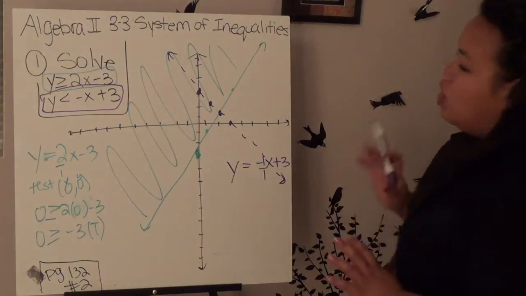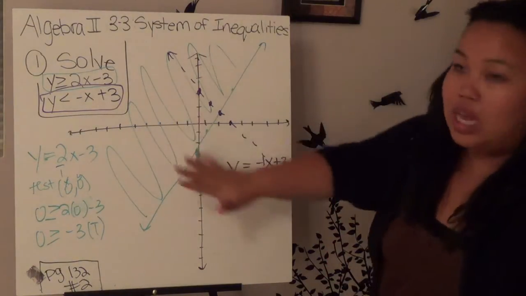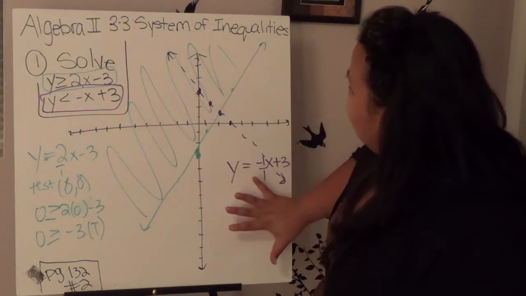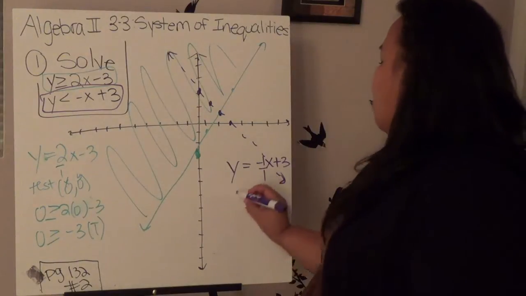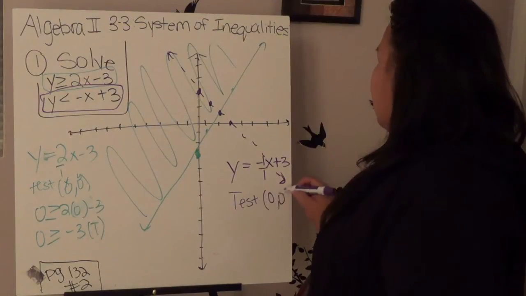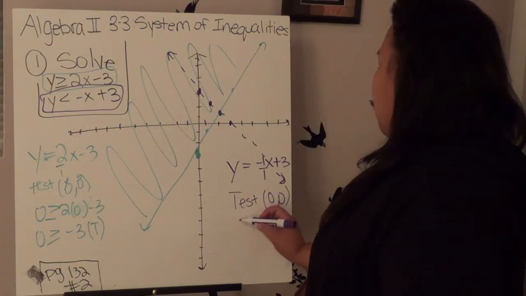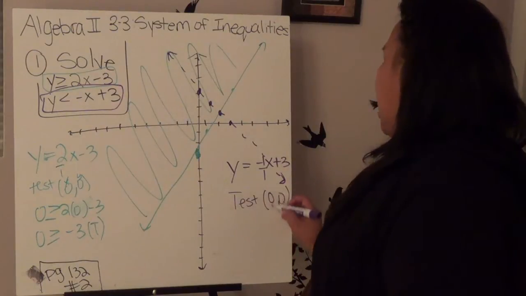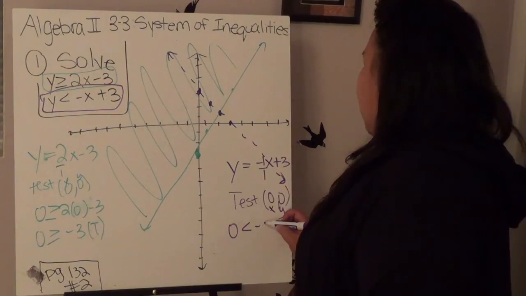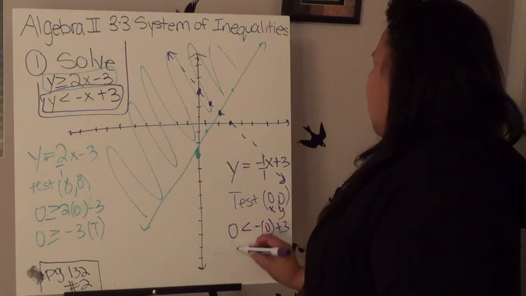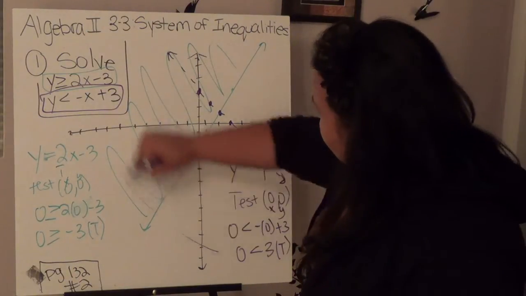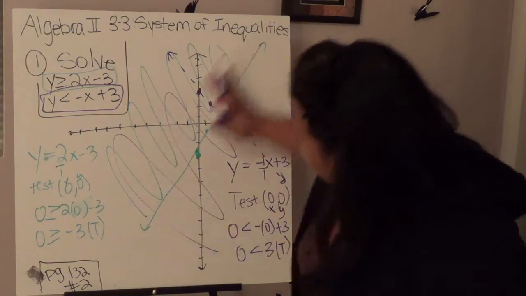Okay? Now, what you need to do is ignore this green line and just focus on this. Now, again, I'm either going to shade this whole side of the purple line or this whole side of the purple line. And we do that by testing. So I'm going to test, because 0, 0 is not on there, 0, 0 into our original equation. So this is my x and y. So 0 is less than negative 0 plus 3. 0 is less than 3. True or false? That is true. So that means I'm going to shade this entire side, this whole side.